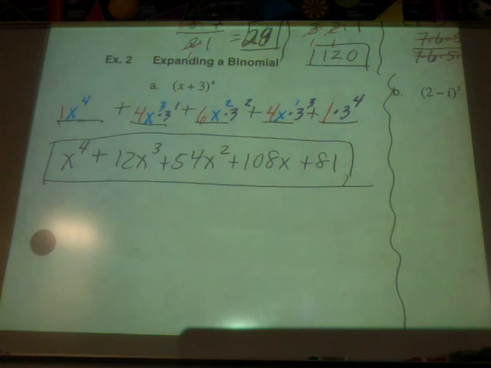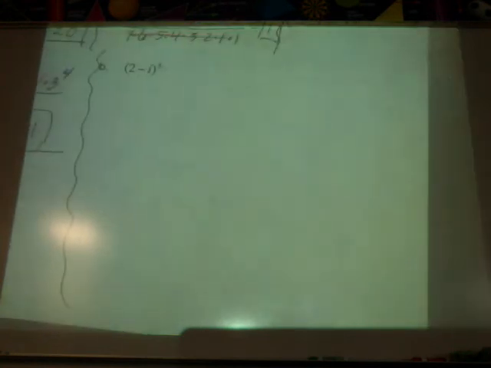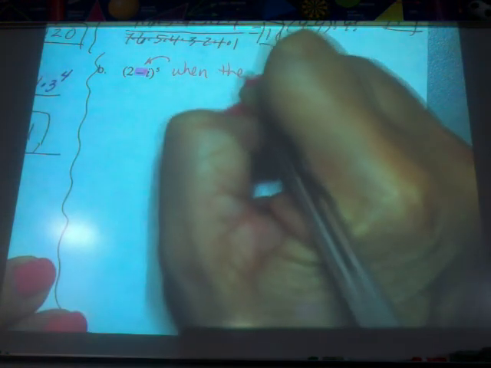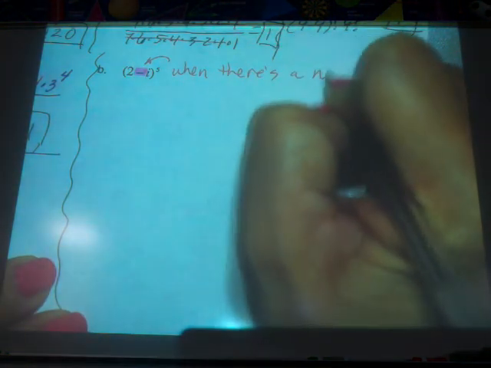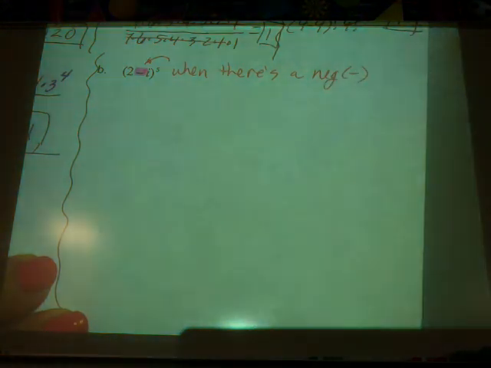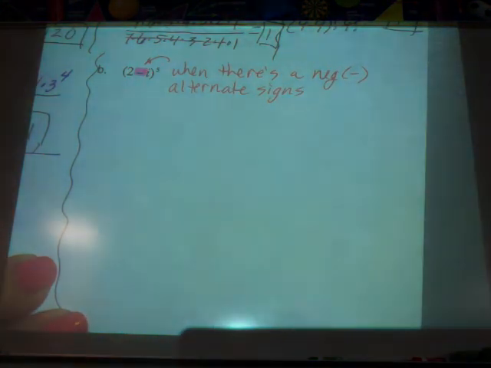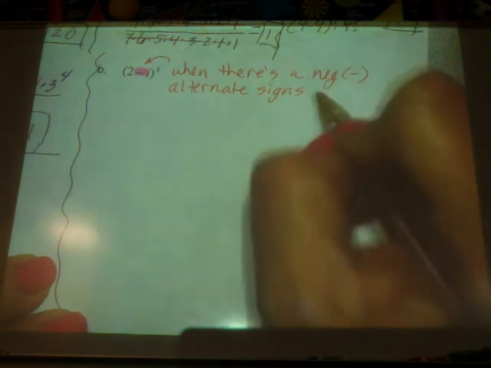All right, so let's explore what happens when you have a negative, and then we have an i here. What's an i again? Imaginary number. So let's write ourselves a couple of notes. First of all, I have a negative here, which is a little different. When there's a negative, you are to alternate signs, starting with a negative.